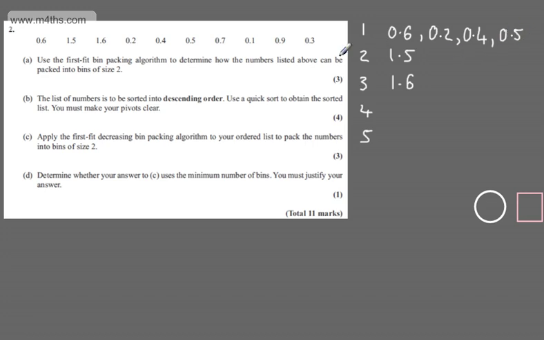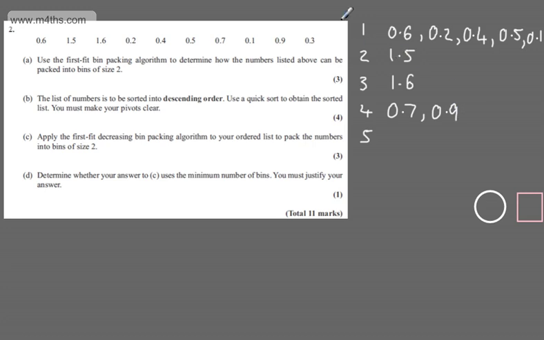Now the next one I need to consider is 0.7. 0.7 can't go in the first, it can't go in the second, it can't go in the third, so we have to start a new bin. So 0.7 needs to go in the fourth bin. Here we're only up to 1.7, so 0.1 will happily go in the first bin. So 0.1 in the first bin. If I now look, 0.9 certainly can't go in the first bin, can't go in the second, can't go in the third, can go in the fourth. So 0.9 is in the fourth.